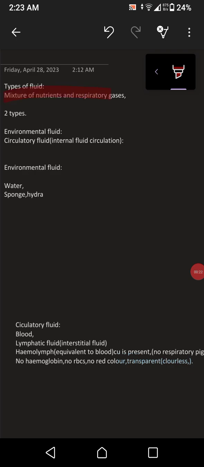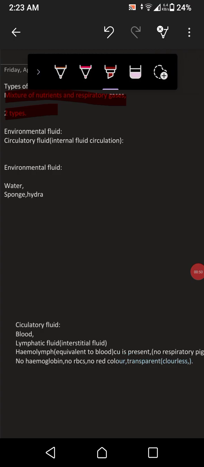Fluid is basically the mixture of nutrients and respiratory gases. I mean that when the oxygen and the nutrients that we intake get combined, they form a fluid. And in our body, there are two types of fluid. The first one is environmental fluid, and the second one is circulatory fluid, that is also known as internal fluid circulation.